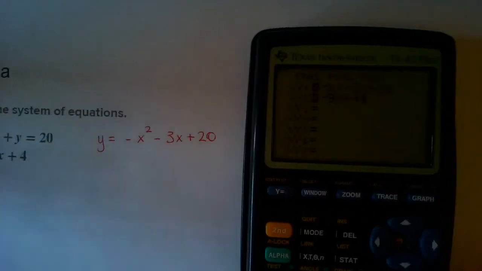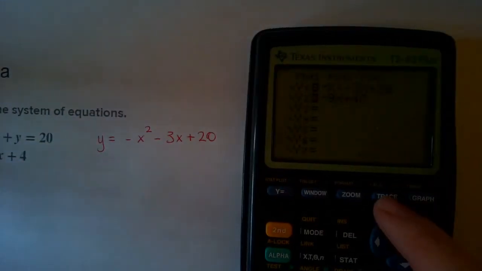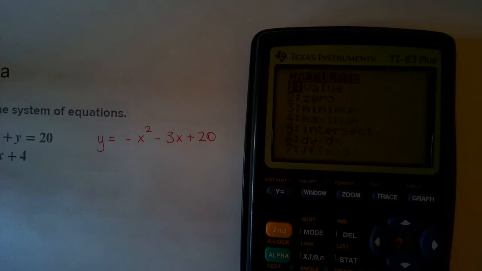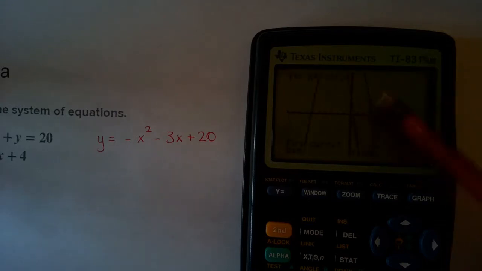Your next command, number 3, tells you to go back to second calc. So I'm going back to second calc. And remember, I want to find the intersection anytime I have a system of equations. So I want to find where they're intersecting, which is number 5. Then it will graph it for me, and it will show me somewhat where they intersect.